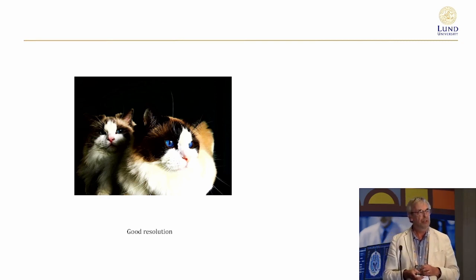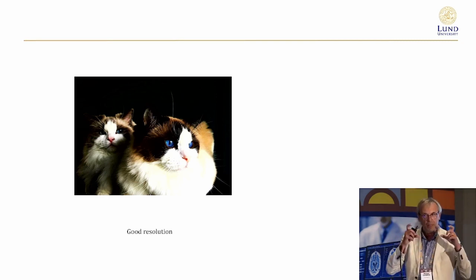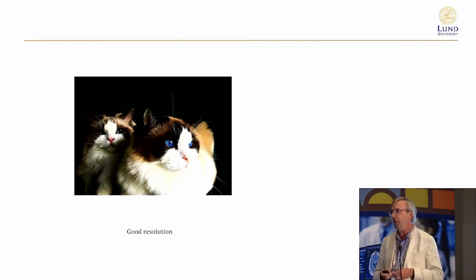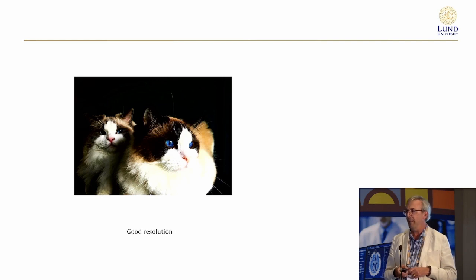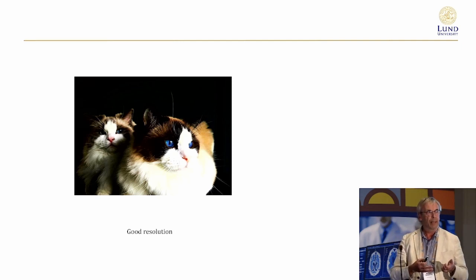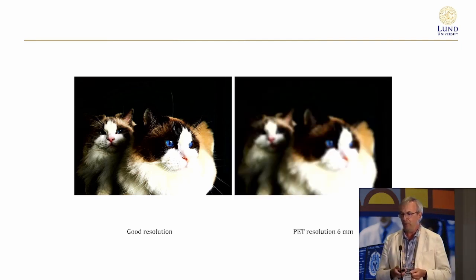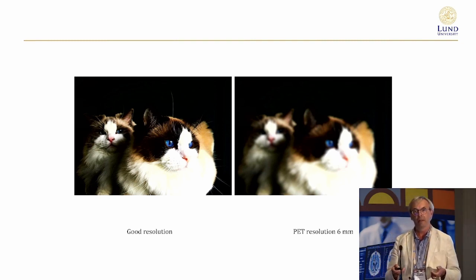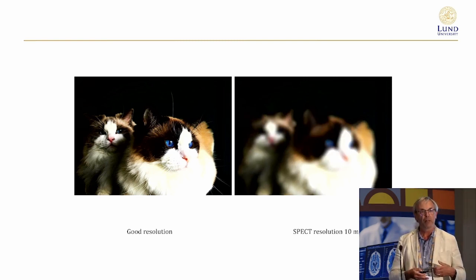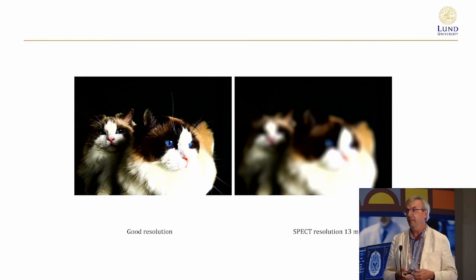And these are very sharp, nice sharp images of the cat I took with my phone. So this is how they look. Suppose we were to take a photo of these two cats with a PET camera, meaning let's take a photo with the resolution of the PET camera. And that will look like this. And if we take it with a SPECT camera, that will look like this. And if we put a medium energy collimator on, it would look like this.